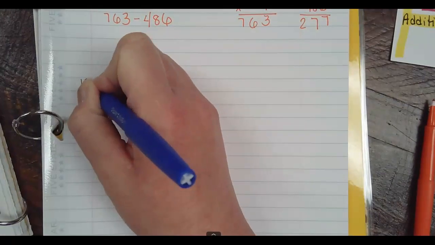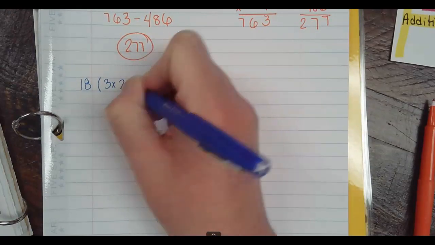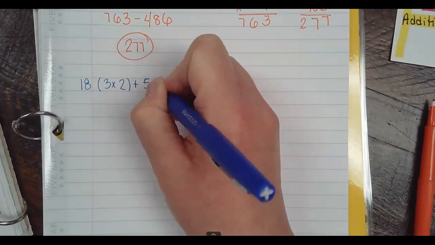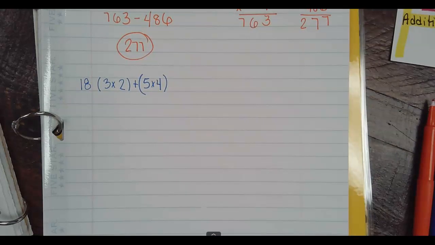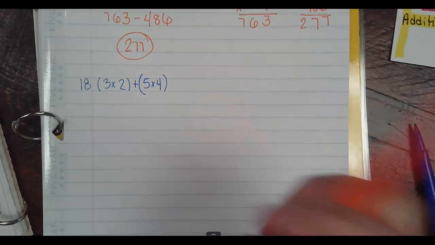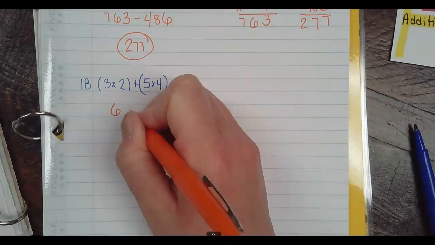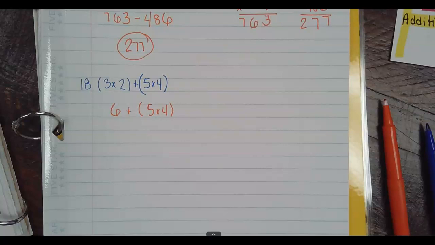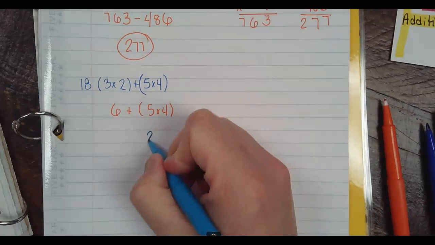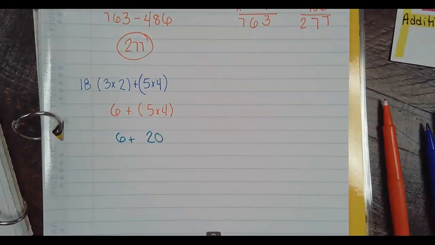So I have number 18. 3 times 2, parentheses, plus 5 times 4. What am I going to do first? Okay, 3 times 2 is 6, right? Plus parentheses 5 times 4. What do I do next? Five times four is what? 20. Okay. So now I have 20 plus 6. 20 plus 6 is what?